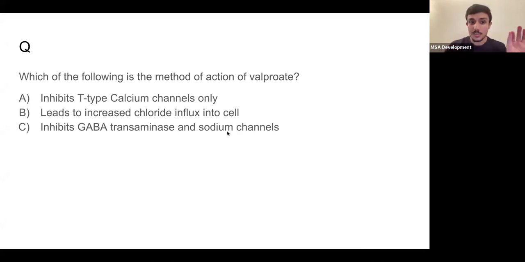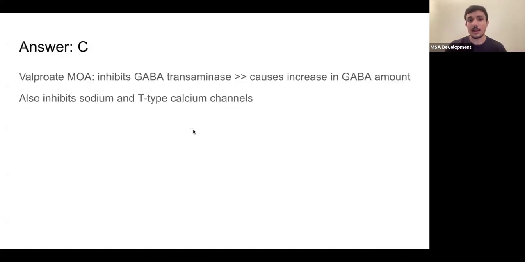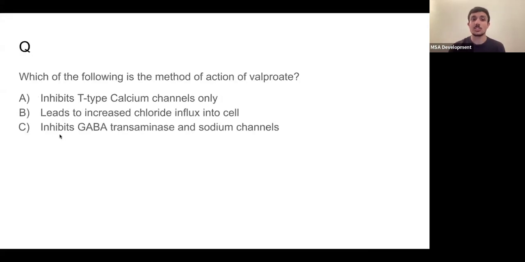So for valproate specifically, the answer would be C here. Why? Because that is the method of action. You want to inhibit GABA transaminase, which causes an increase in GABA. And valproate also inhibits sodium and T-type calcium channels. So it has three different mechanisms of action. The main ones are these two that I mentioned here in C.